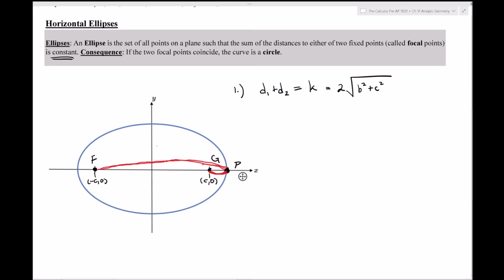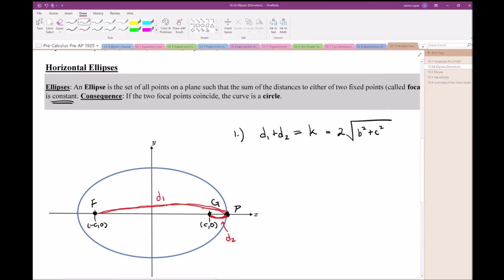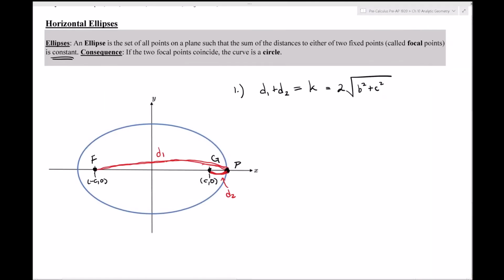So again, this is D1, distance number 1. This one right here is distance number 2. I wrote 1. So that one's distance number 2. So the next fact, well, not really a new bit of information just yet. D1 plus D2 is still supposed to equal to K, which in this case we know K is equal to 2 square root B squared plus C squared now, which is a major bit of information.